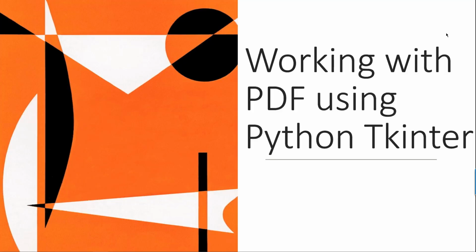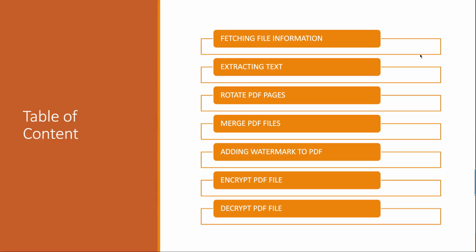In this video we will learn about multiple operations related to PDF using Python GUI. Although we have already covered how to use PDF using Python, in this video we are going to learn the same thing using GUI. So we will be starting with how to fetch the PDF file information like the author information, title information, etc.